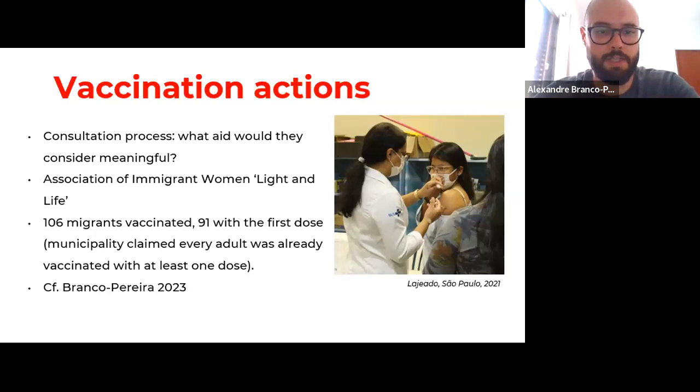In total, 106 people were vaccinated, which corresponded to 21.5% of the total number of immigrants assisted. And of that, 91 of these people, 4% of those assisted, and almost 86% of the vaccinated public had not taken the vaccine until that time. All the events also had conversation circles with migrants and health professionals facilitated by the association's members. Next slide, please.